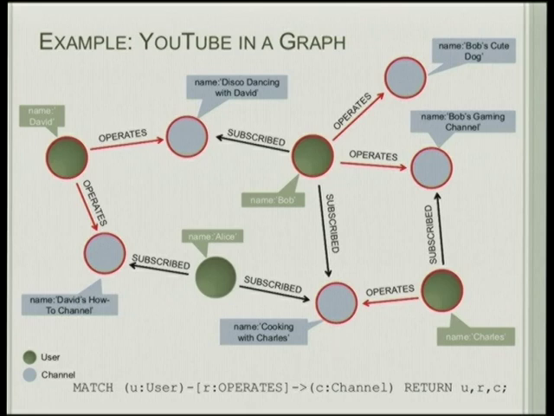Now, how do you find all the users that operate a channel? You don't want the people who only subscribe to stuff. You want the makers, the creators, the people who run YouTube channels. So you do it like this. And this is where it's ASCII art gone mad. The round brackets are the nodes. These are the relationships, and it's literally user, little line, operates, arrow pointing to channel. So it's literally the arrow translated that you're looking for in the graph.